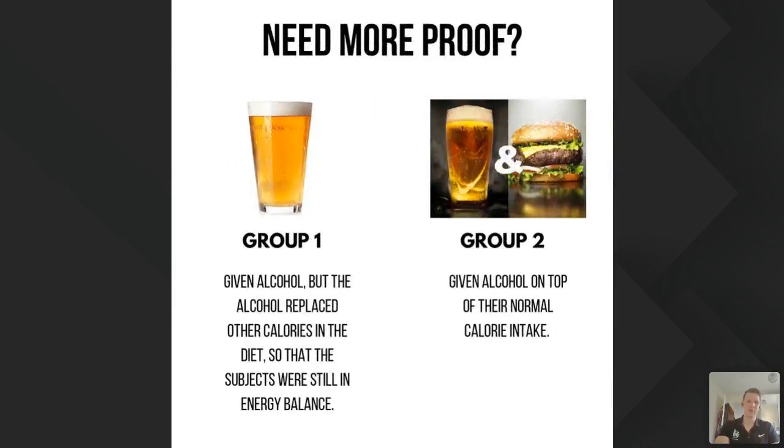So if you want a bit of proof, they did a good study where they took two groups. One of the groups was given alcohol, but the alcohol replaced other calories in the diet so that the subjects were still eating at maintenance. When I say energy balance, it just means maintenance. They were eating an amount that would have them staying the same weight. The second group were given alcohol on top of their normal calorie intake. So obviously they were given a bit of a calorie surplus, more calories than they needed.